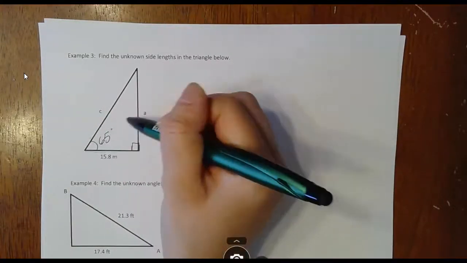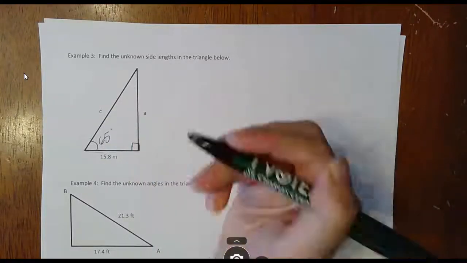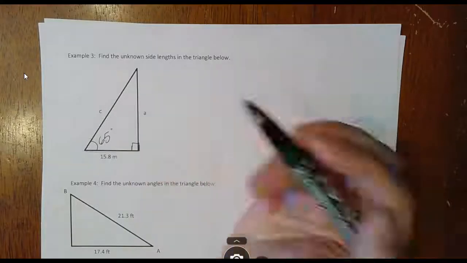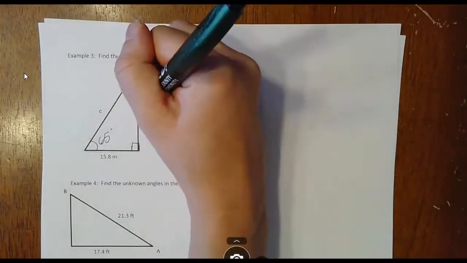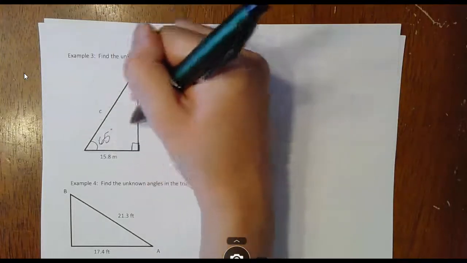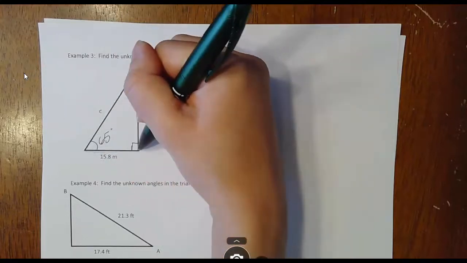I'm going to try to find the opposite side, and I'm going to try to find the hypotenuse. Let's just do one at a time. A comes before C in the alphabet, so let's start there. If I want to find side length A, that is opposite of the 65 degrees, and I have the adjacent side already.